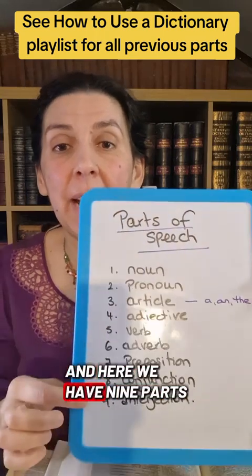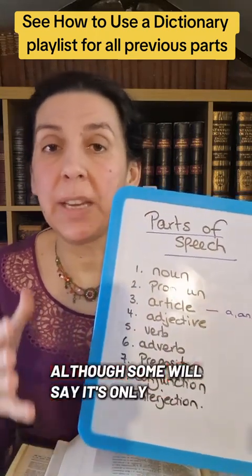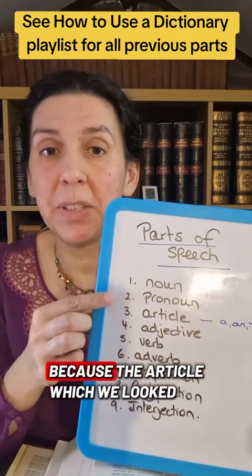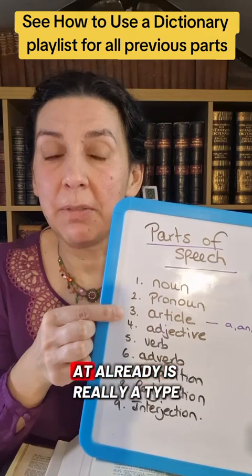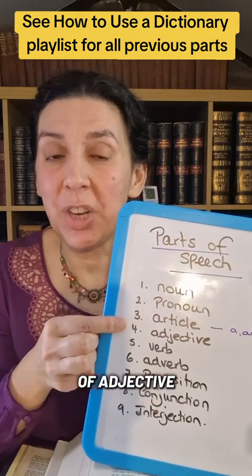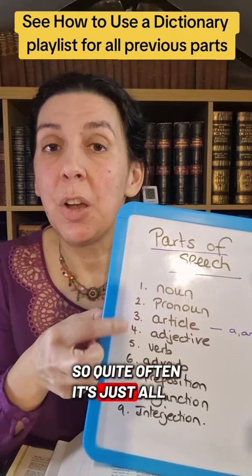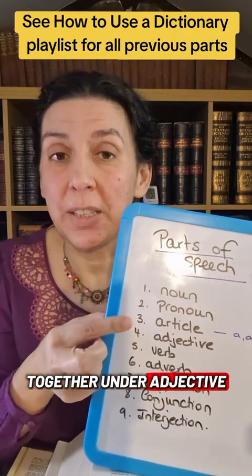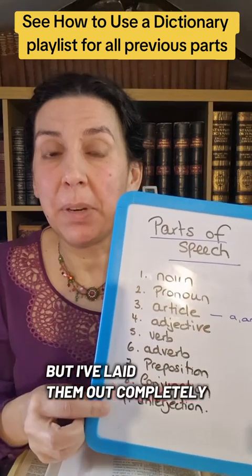And here we have 9 parts of speech, although some will say it's only 8 parts of speech because the article, which we looked at already, is really a type of adjective. So quite often it's just all together under adjective, but I've laid them out completely.